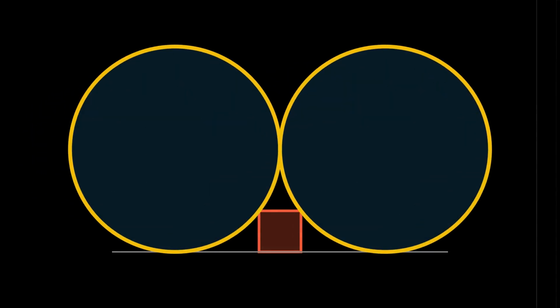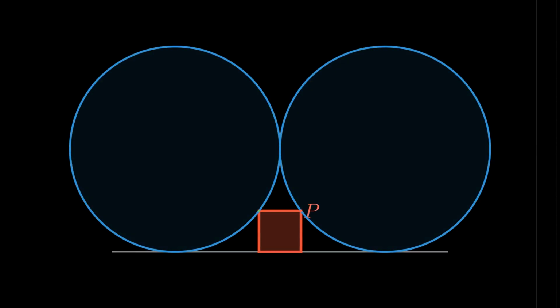We are given two identical circles tangent to each other and to a horizontal line. A square is positioned with its base on the line and its top corners on the circles. The objective is to determine the area of this square.